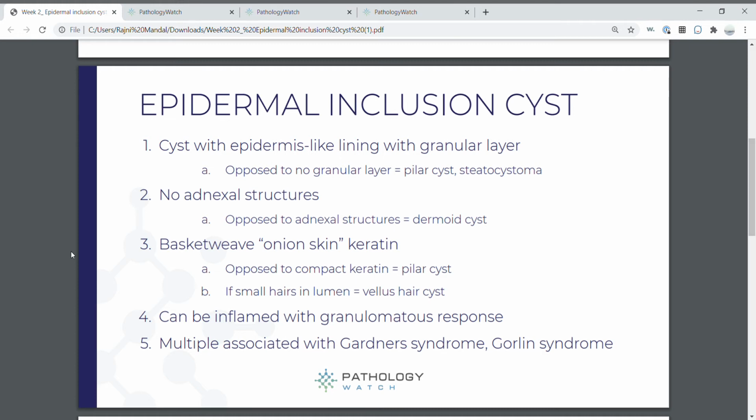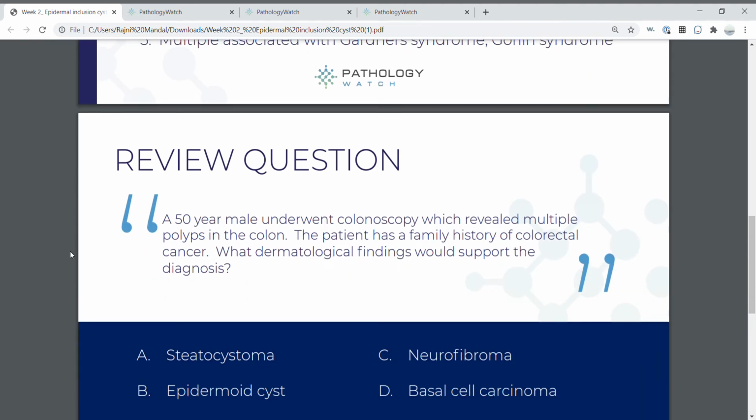There's basket weave onion skin keratin fibers within the center and lumen of the cyst. This is opposed to compact keratin seen in pilar cysts, and if there are small hairs in the lumen, it's a vellus hair cyst. They can be inflamed with a granulomatous response, and multiple cysts are associated with Gardner syndrome and Gorlin syndrome. Here's a bonus review question for today.